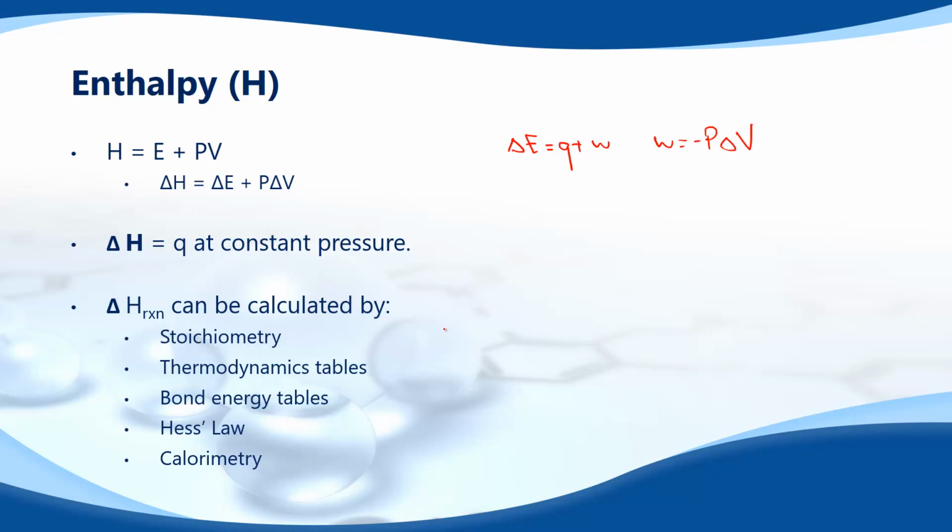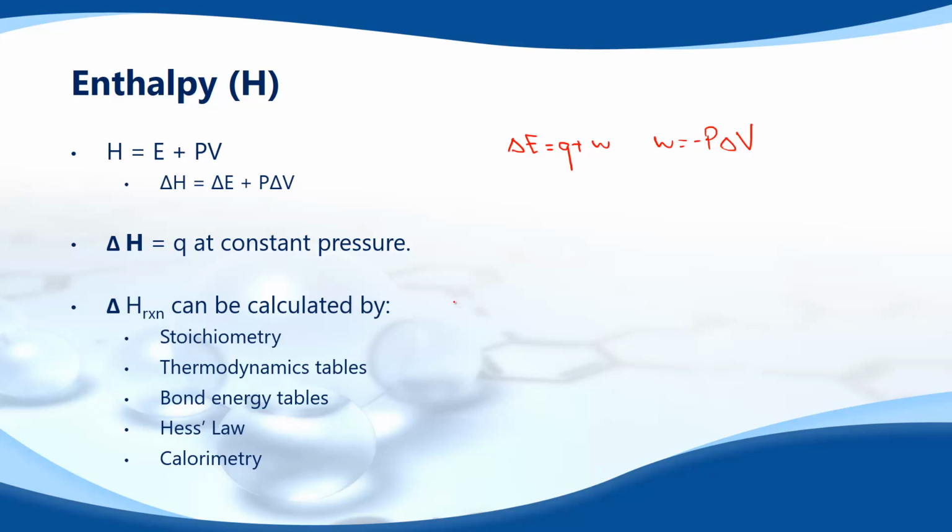You can do it with Hess's Law. Hess's Law is basically trying to add up multiple different equations. We'll go through that a little bit in this video. And then calorimetry, which, like I said, is our experimental method for determining enthalpy. We're going to do an entire lab where you're going to determine the enthalpy of reaction for a bunch of different substances dissolving in water.